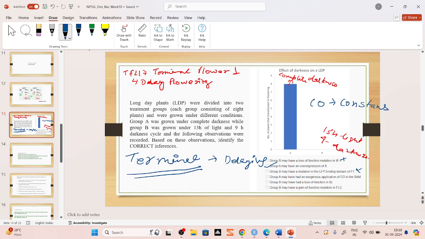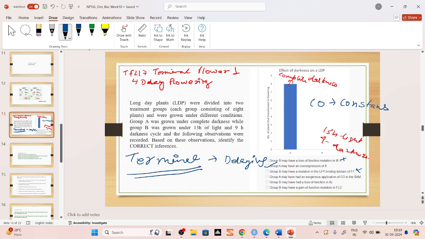However, in group A, there is complete darkness. This means that there has been an exogenous application of the CO through the shoot apical meristem, SAM, which has triggered the flowering despite the lack of normal light signal. Could you understand? What I'm trying to say is that group A may have had an exogenous application of CO, constans, in the shoot apical meristem region.